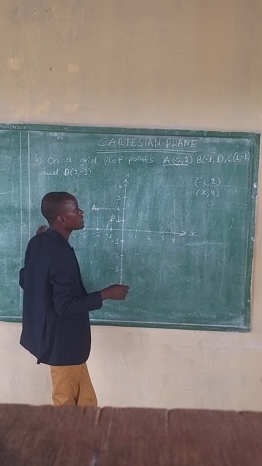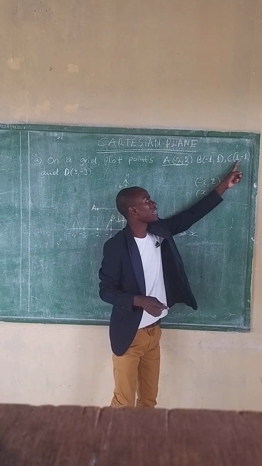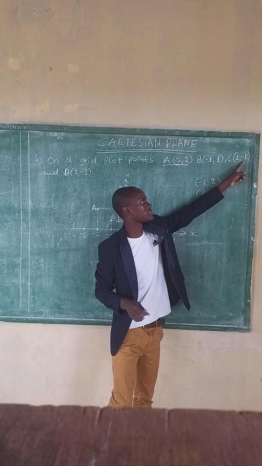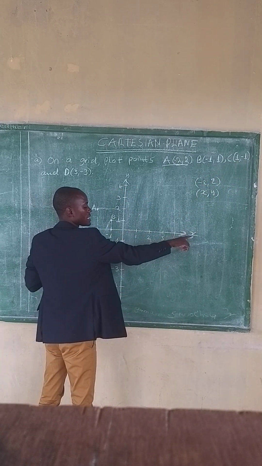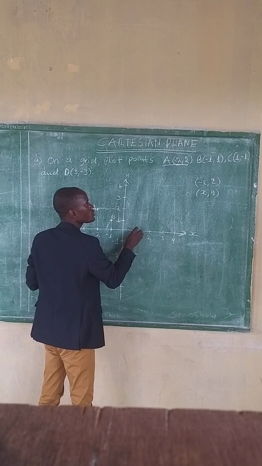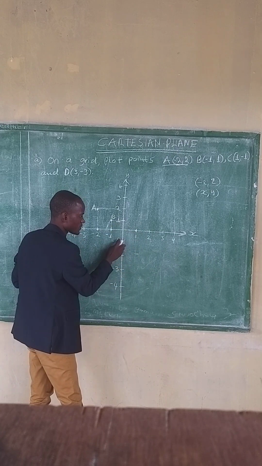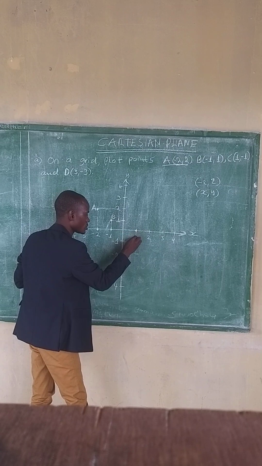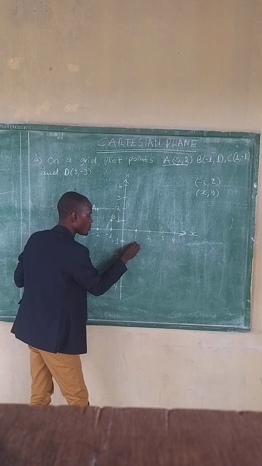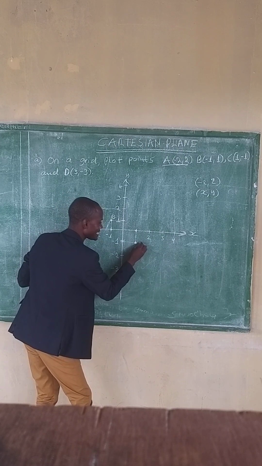The next one is C. For C we have been given (+1, -1). This is the x-axis and this is the y-axis. For the x-axis we have a positive, so you look for where +1 is on the x-axis. It is here. Then you look for -1 on the y-axis. The y-axis -1 is here. If you extend your lines with dots, your point is going to be here. So you have a C there.